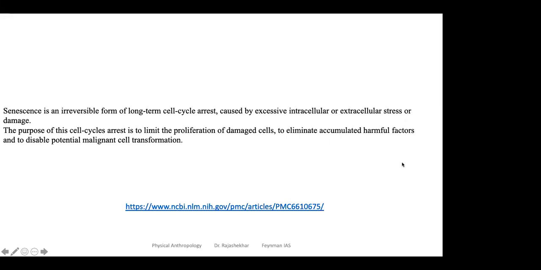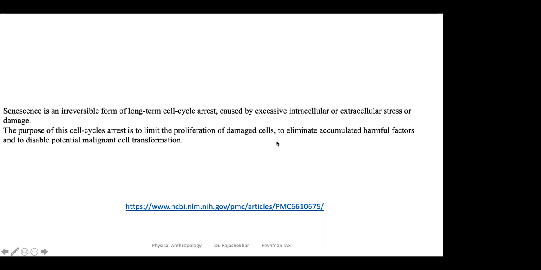If you want to make a note of this statement that I picked up from an online article: why we need, what is the purpose of senescence, which you probably understood already. Senescence is an irreversible form of long-term cell cycle arrest, where cell division ability is lost, in response to different stress factors or triggers I mentioned to you. The purpose of this cell cycle arrest is to limit the proliferation of damaged cells.